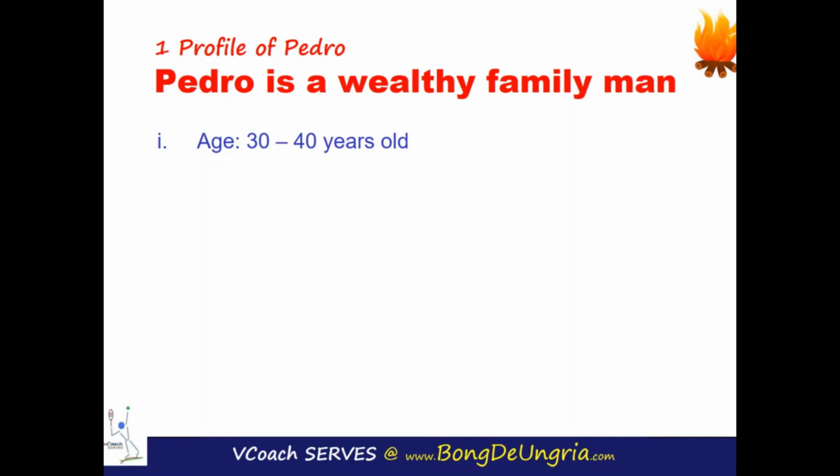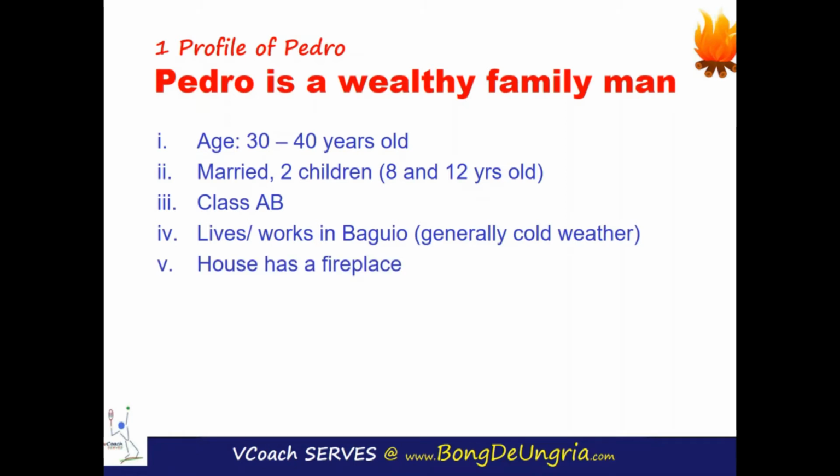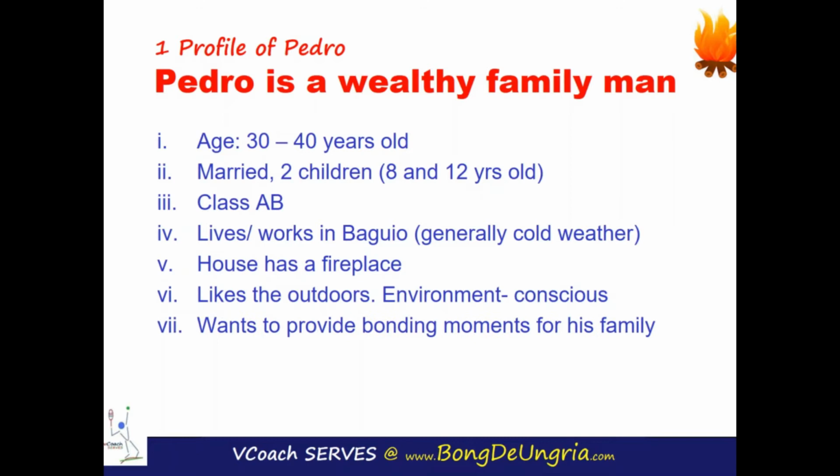So at this age, Pedro, at 30 to 40 years old, is more likely to be married with 2 children, ages 8 and 12 years old. He belongs to the socioeconomic class AB, and for this example, he lives and works in Baguio, where there's generally cold weather. He owns his own house, which has a fireplace, and he likes the outdoors and is very environment conscious. He also wants to provide bonding moments for his family. So that's the first step. Describe your primary target market, what's their profile, describe them in detail.